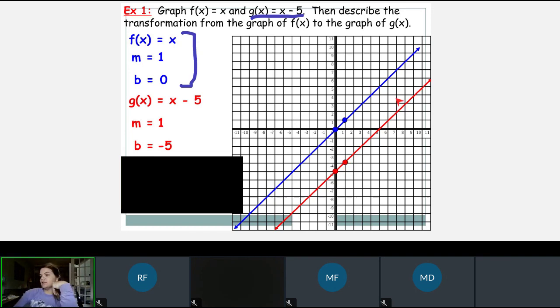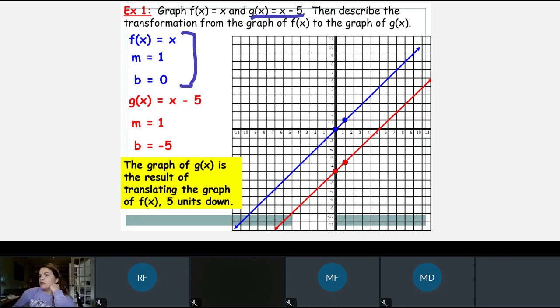These are parallel lines. So let's ask ourselves, the parent function is in blue and the transformed function is in red. What happened when we subtract 5 at the end? The result is that the graph is shifted 5 units down. It's like if we took this blue graph and just slid it down. So this is a shift of 5 units down.